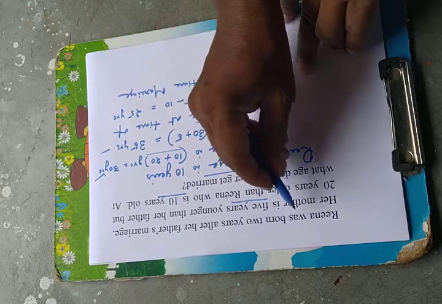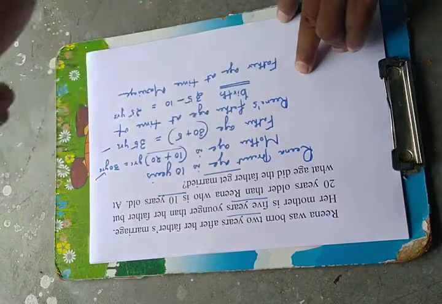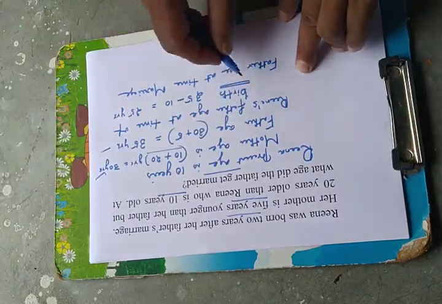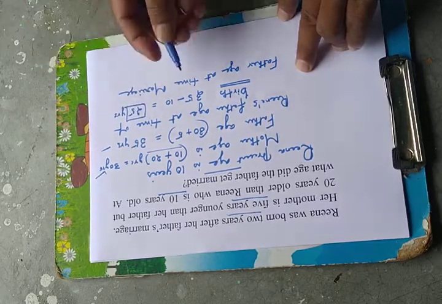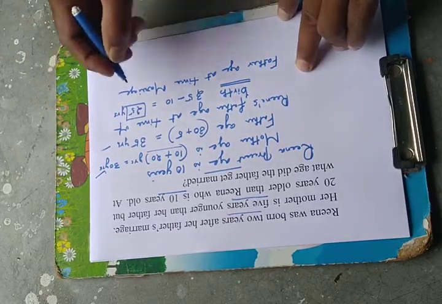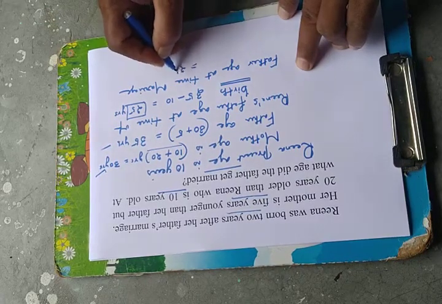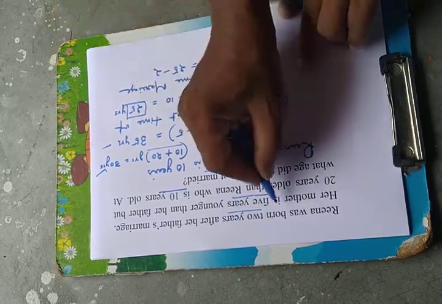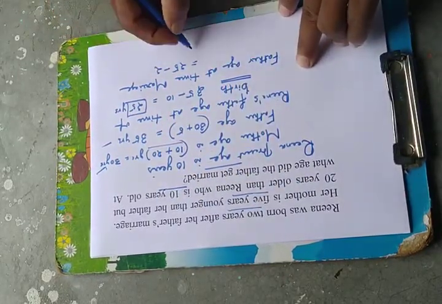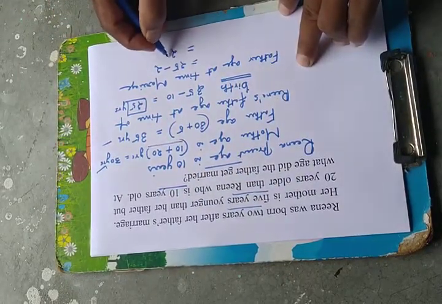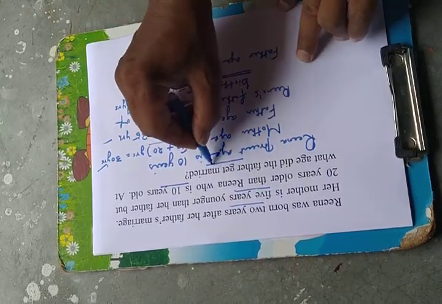Here they have given very clearly that Reena was born 2 years after her father's marriage. At the time of birth, the father's age is 25 years. Now, after 2 years only Reena's birth. Therefore, at the time of marriage, 25 minus 2, because Reena's birth came after 2 years only. Now the father's age will be 23 years at the time of marriage.